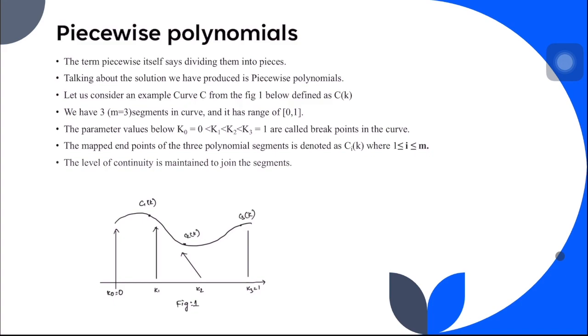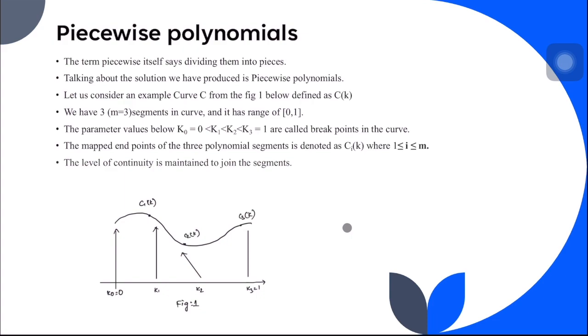Coming to piecewise polynomials, the term itself says dividing into pieces, dividing from each control point's point of view. Let us consider an example curve C in figure 1, produced as piecewise polynomials. Let us call this curve C of k, and we have three segments in the curve, which are C1 of k, C2 of k, and C3 of k. All of the values below are in the range of 0 to 1.